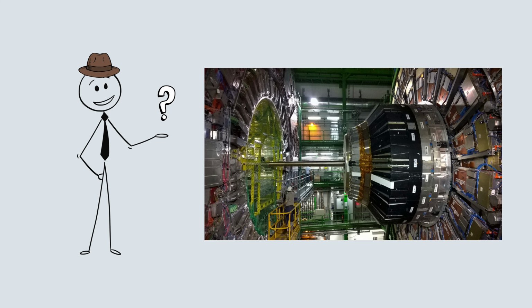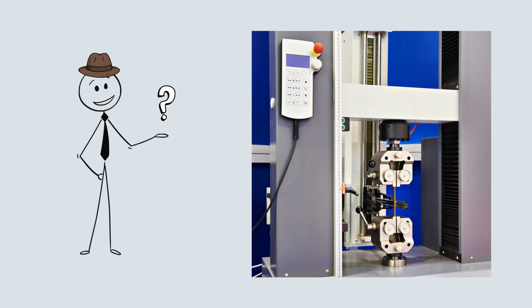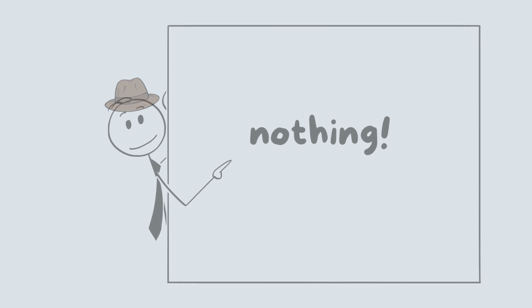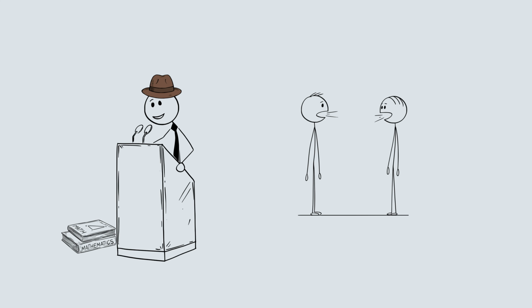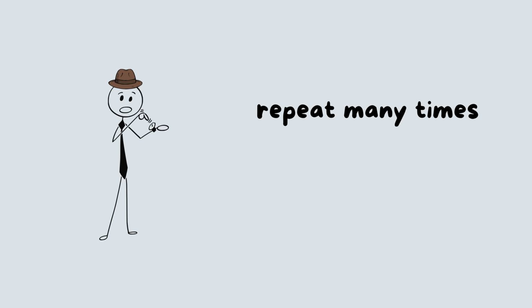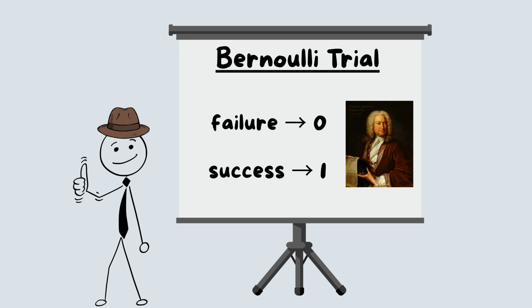What do detecting a single photon, a cell dividing, and a machine part passing a stress test all have in common? At first glance, nothing. But mathematically, they are the same. Each situation has a simple structure. You repeat the same trial many times. Each trial has only two possible outcomes: yes or no. We encode this with numbers: 0 for failure, 1 for success. This is called a Bernoulli trial.